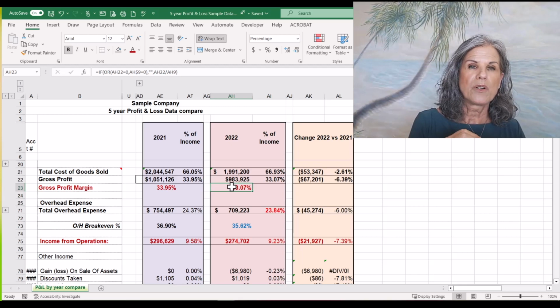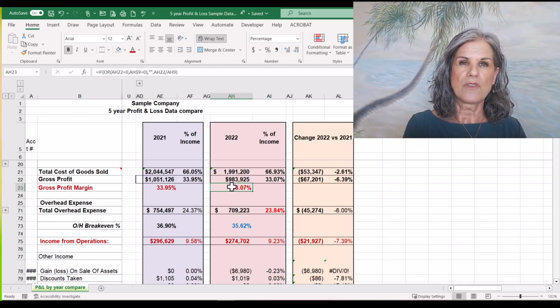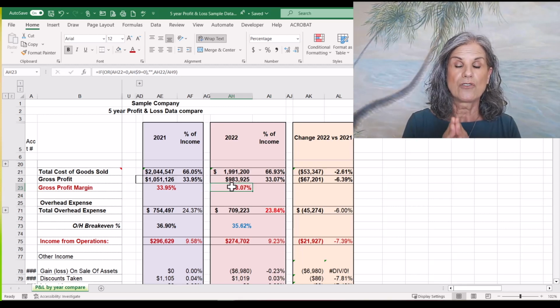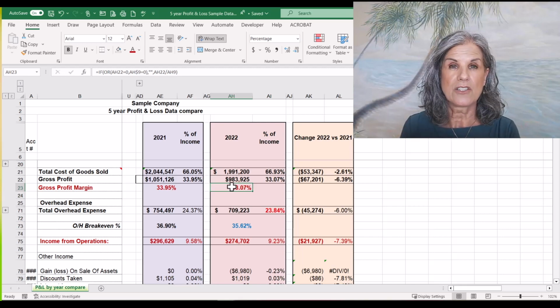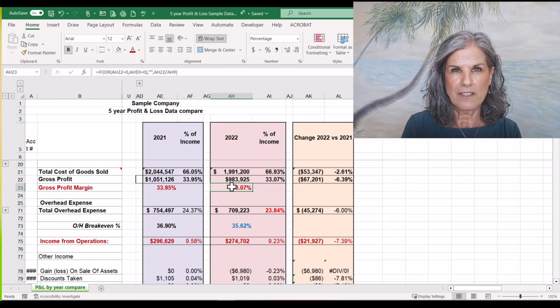So increasing gross profit margin, one of the key ways to do that is make sure that you're charging enough to cover your overhead, and then making sure that all of your costs are included in that, so that you're not giving away some of your profits because you didn't include it in what it really cost you to do that work, whether that's burden for employees, liability insurance, workers' comp insurance.